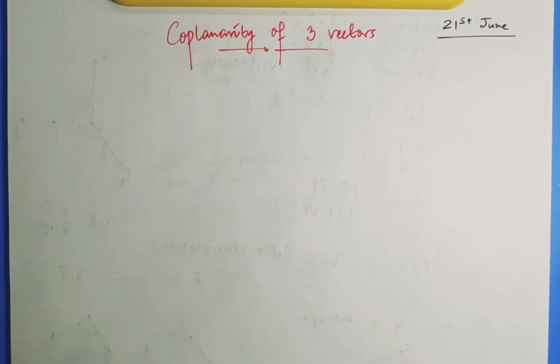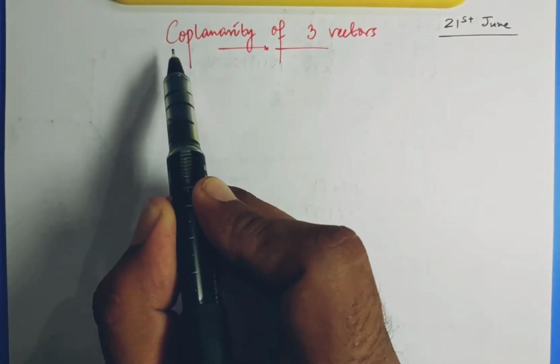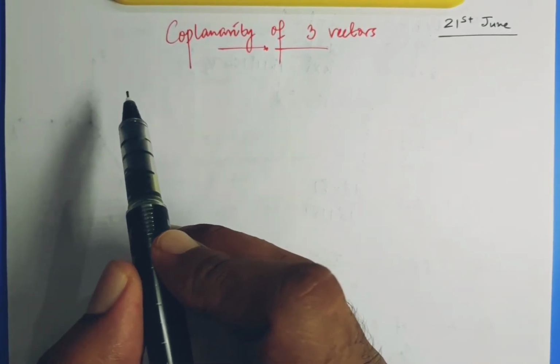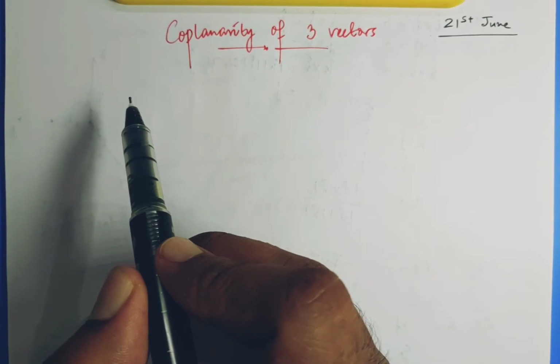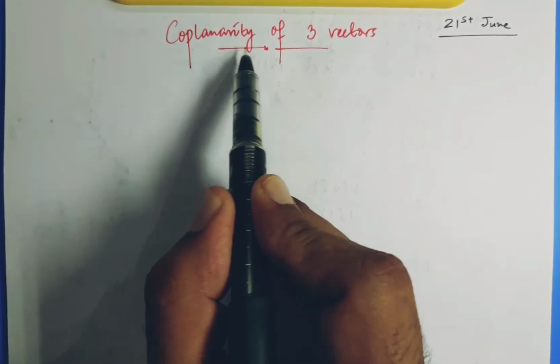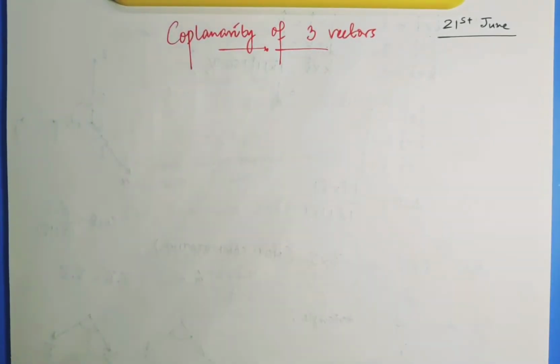So today we are going to start the lesson coplanarity of three vectors. Now first thing, what do you mean by coplanarity? We have heard of collinear, right? Collinear means what? Co means what? Same. Points lying on the same line is known as collinear points, right? So coplanarity of three vectors means what? All the three vectors should lie on the same plane.